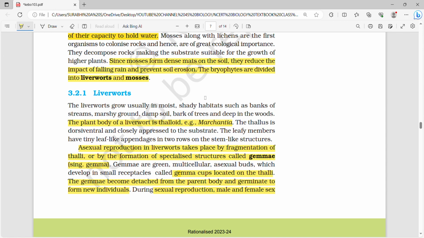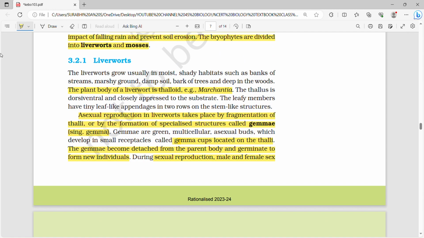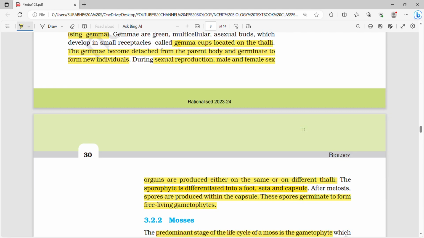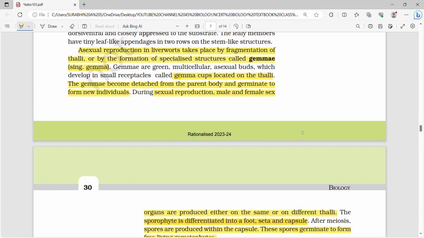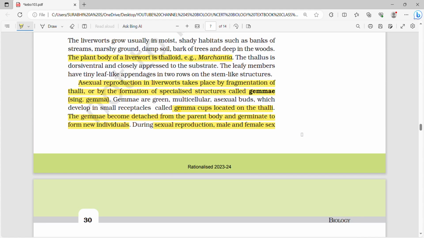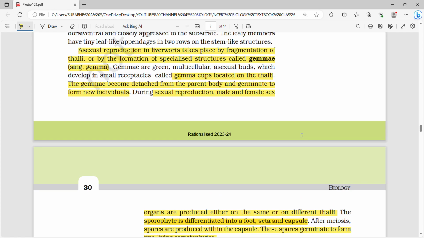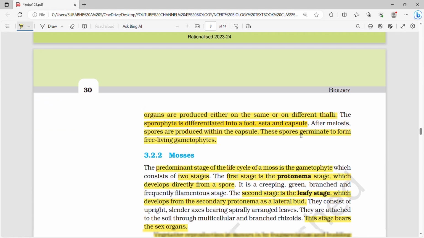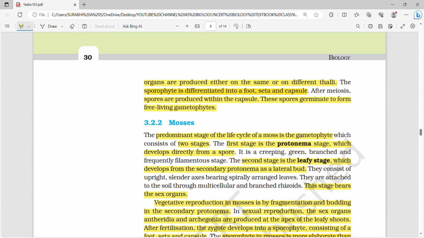Bryophytes are divided into liverworts and mosses. In liverworts, the plant body is thalloid, example Marchantia. Asexual reproduction is by fragmentation of thalli or by a specialized structure called gemma. Gemma cups are located on the thalli, and the gemmae become detached from the parent body and germinate to form a new individual. During sexual reproduction, male and female sex organs are produced either on the same or on different thalli, and the sporophyte is differentiated into foot, seta, and capsule.